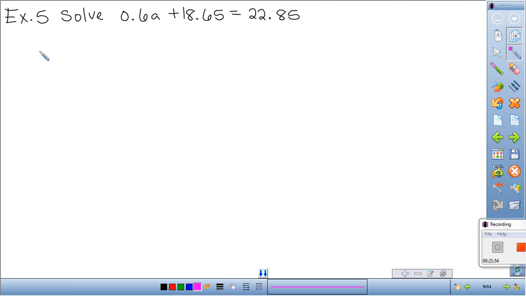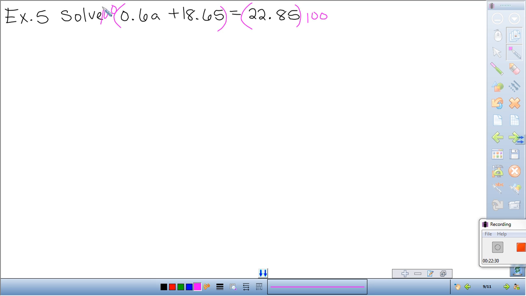Okay, last example, example 5, is all about clearing decimals. And clearing decimals is actually easier than clearing fractions. There's really just one way to do it. Read out your decimals. 6/10, 18 and 65 hundredths, 22 and 85 hundredths, because you're going to multiply everything by the largest place value. So here the largest is hundredths, which means I'm going to multiply everything by 100. Both sides, every single term has to be multiplied by 100 to keep it fair.